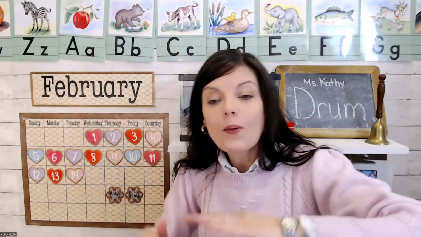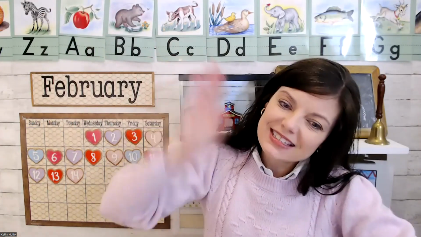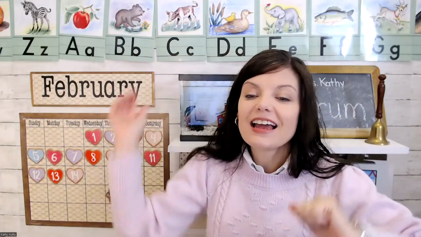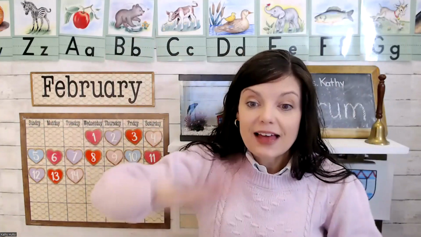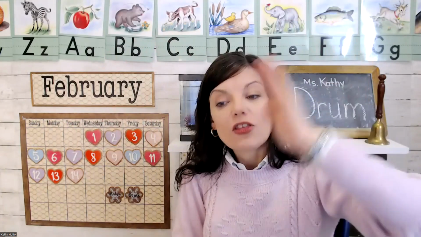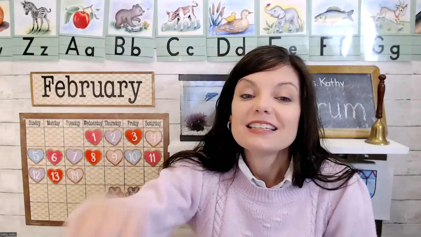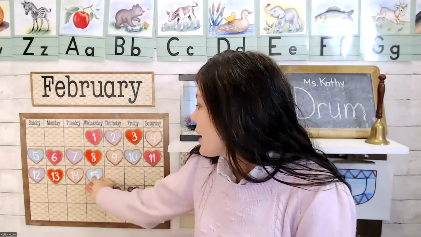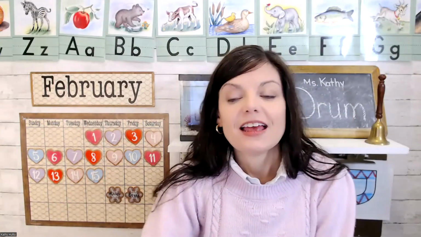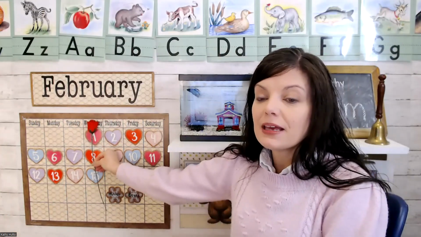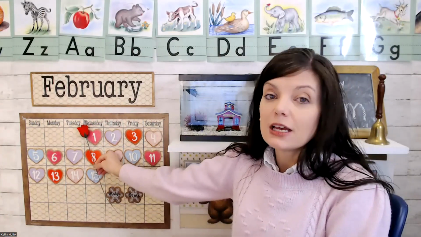1, 2, 3, 4, 5, 6, 7, 8, 9, 10, 11, 12, 13, 14, 15. Today is February 15th. February 15th. And if you go up to the top, you can see that today is right in the middle, and it starts with a W.